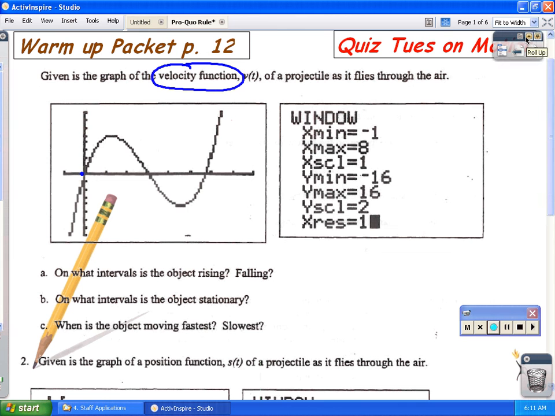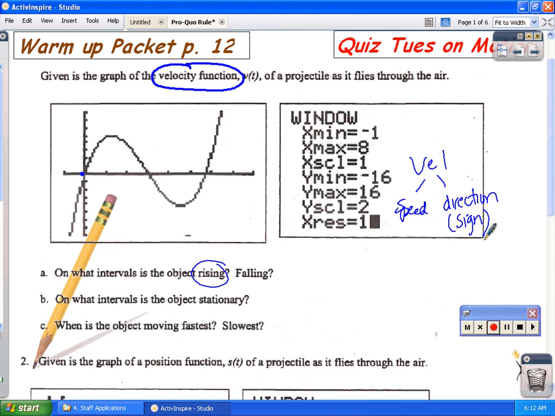All right, first question. On what interval is the object rising? Now remember, this is a velocity graph, and velocity indicates two quantities: speed and direction. What we're concerned about in this particular case is the direction of the particle. So we need to consider the sign, positive or negative, of the velocity.